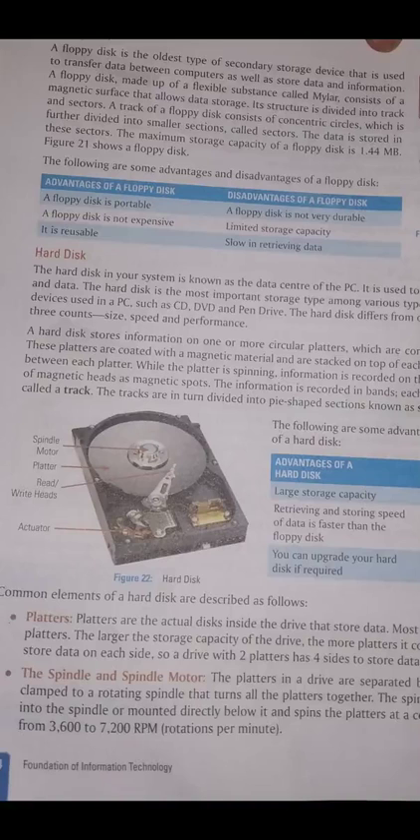Then there is the head actuator. All the heads are attached to a single head. What is a head actuator? It is actually a single head to which all the other heads are attached. And the actuator arm helps to move the heads around the platters.